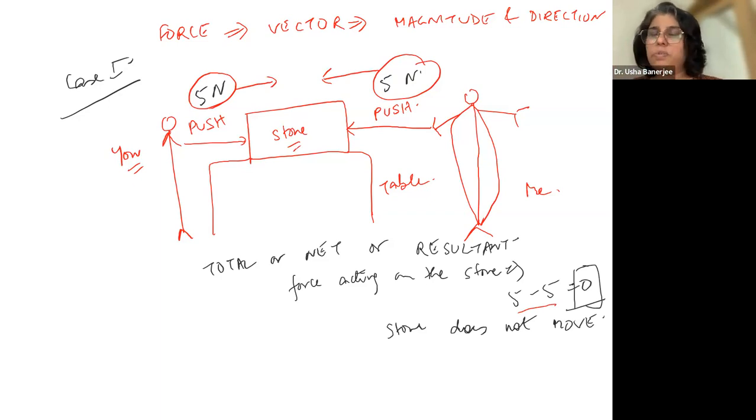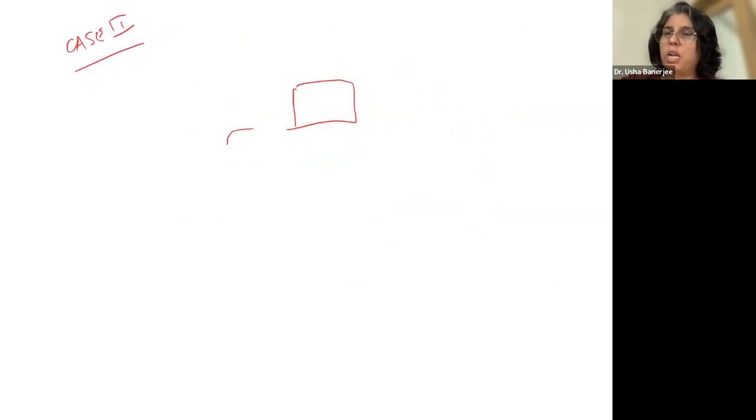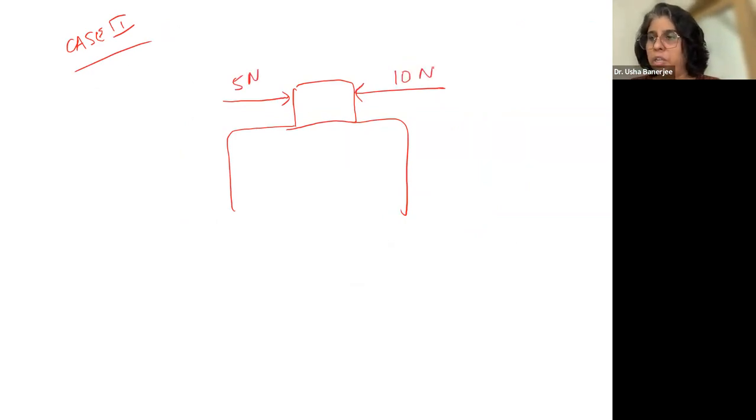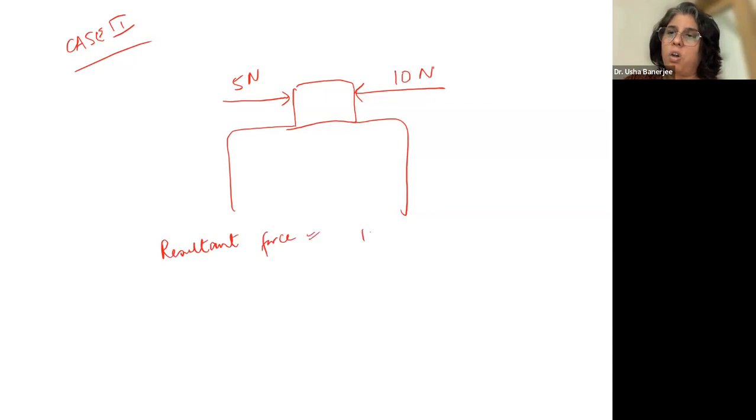Clear? This was case 1. Case number 2. Again, the same stone lying on a table. Now I'm not drawing you and me. You are pushing with 5 Newton. I am pushing with 10 Newton. So what is the resultant force? The resultant or net force is 5 Newton, and the direction.